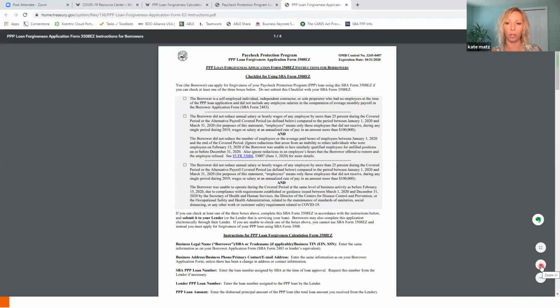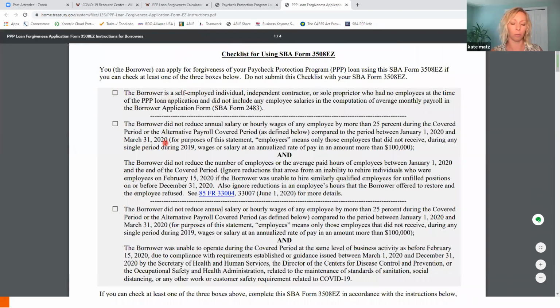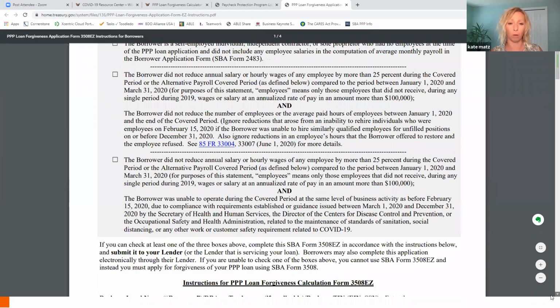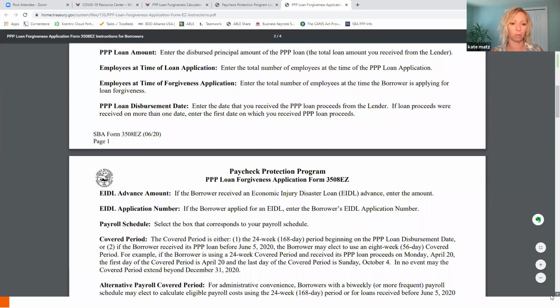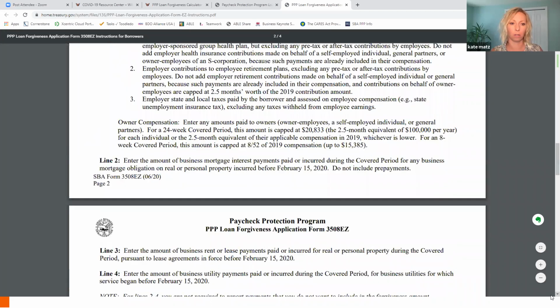These instructions here, the first section, it's these same 3 criteria that we've been talking about to be eligible to use the easy form. So we've been through those. Then you've got some definitions of some of the terminology that's used throughout. And we get now to the last page.